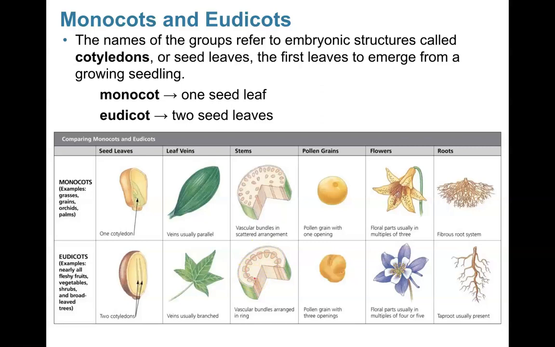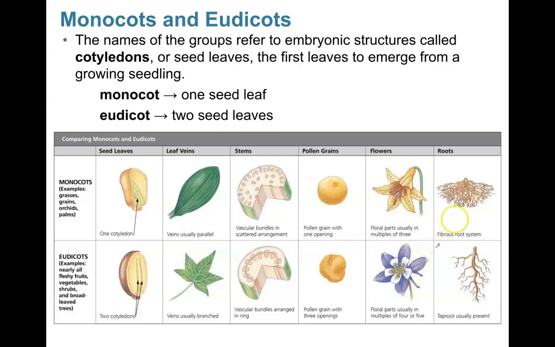Pollen grains from monocots are going to have one little opening, whereas in the eudicots, we actually see multiple openings, 3 in this example. The flowers for monocots are actually going to have multiples of 3 for the petals, so I can actually see 1, 2, 3, 4, 5, 6 petals here. And down here for the eudicots, I see 1, 2, 3, 4, 5. So multiples of 4 or 5. There won't be multiples of 3. That's a way that we can classify them.